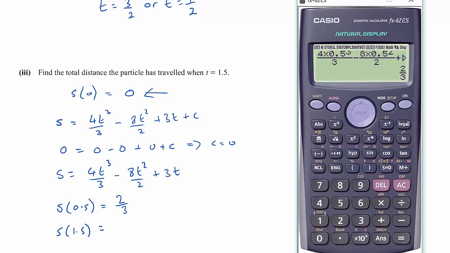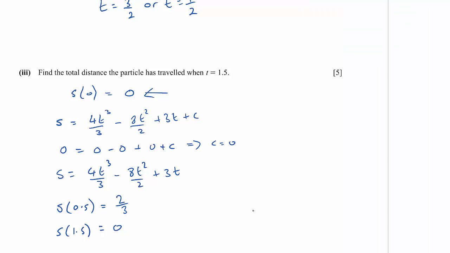And then we need s of 1.5, so I'm just going to go back and edit here. So change that to a 1.5 there. Just keep clicking back through. Change that to a 1.5. Clicking back through. Change that to a 1.5. And that's 0. So back at the beginning.